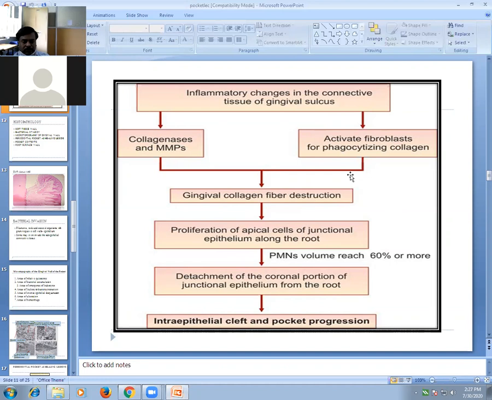Because it starts losing its cohesiveness, the junctional epithelium shifts apically. When the junctional epithelium shifts apically, the sulcus is moved with it. This pathological deepening of the gingival sulcus is called a periodontal pocket.